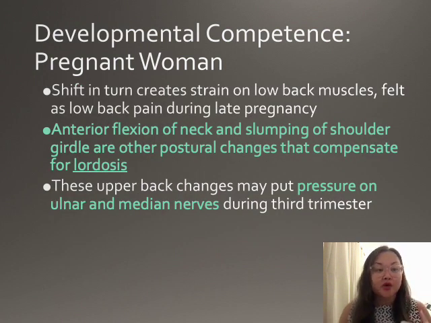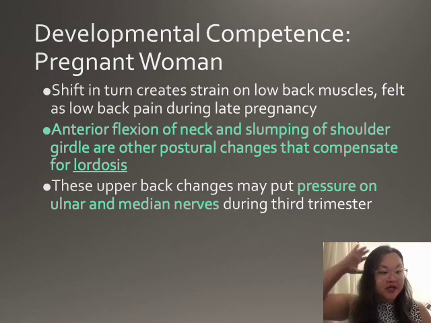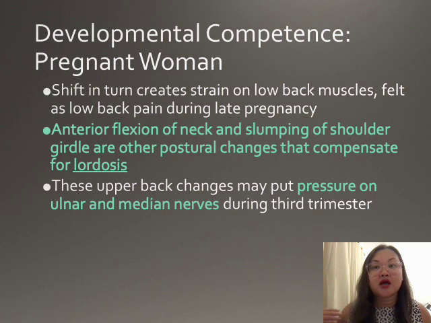We also know that the shift in weight and strain could be put on the lower back, especially during late pregnancy as the fetus continues to grow and push and displace organs. We know that there could be anterior flexion of the neck and slumping of the shoulder girdle and other possible changes that are going to compensate as the spine is moving into this lordosis curvature.